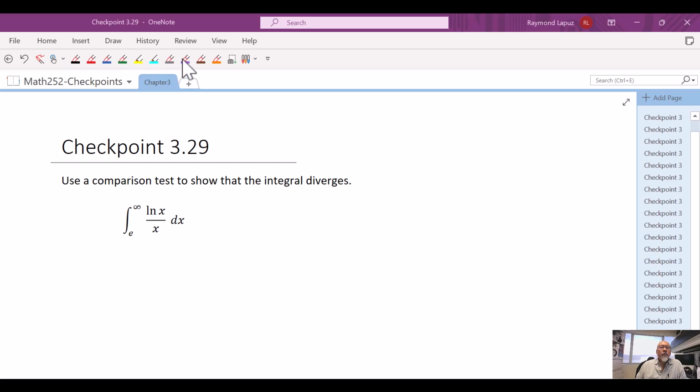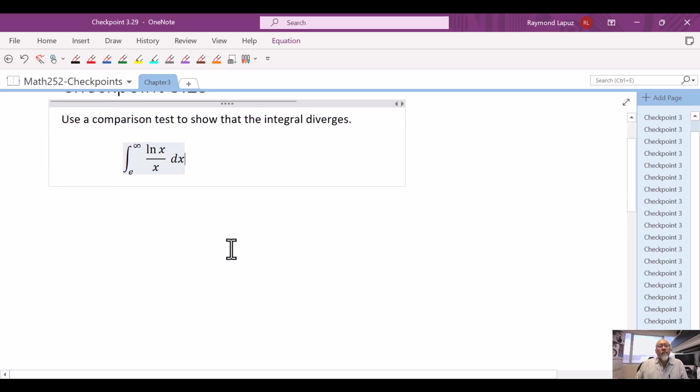My name is Lapuz. In this video we will be doing checkpoint 3.29. This is from section 3.7, improper integrals. This problem wants us to use a comparison test to show that the integral diverges. Okay. Let's see if this in fact diverges.